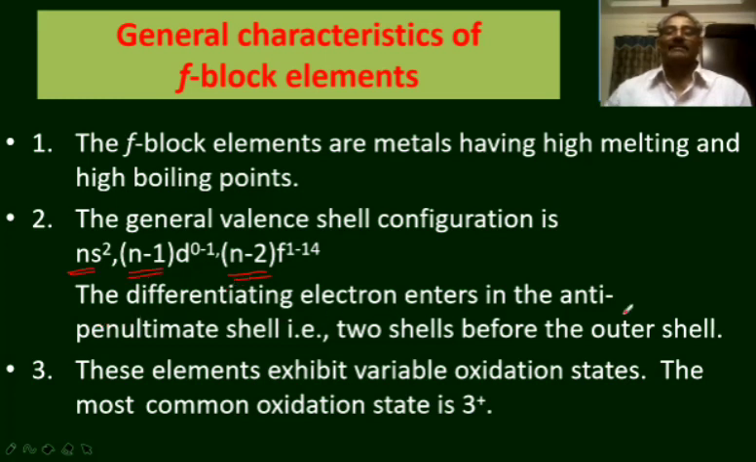The differentiating electron enters the antepenultimate shell, that is, two shells before the outer shell. These elements exhibit variable oxidation states, just like the transition elements. The reason is the same, that is, the participation of d orbitals in chemical bonds. The electrons in the f orbitals do not participate in chemical bonds, whereas the electrons in d orbitals do. As a result, the d block elements and f block elements usually exhibit variable oxidation states.